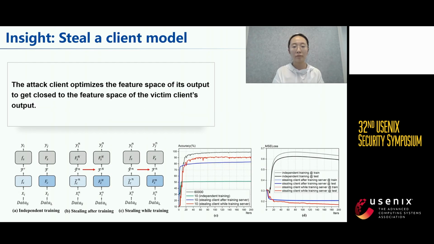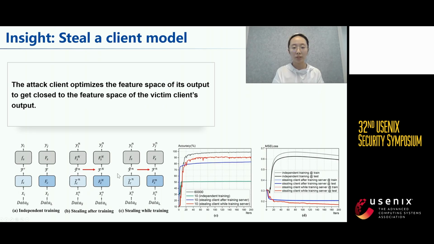As for stealing after training, we fix the server's parameters after its training and only train the attack client based on the small dataset. According to the experiment result, with the constraint of the server, the attack client optimized the feature space of its output to closely align with the feature space of the victim client's output. In this scenario, the learning target becomes the feature space rather than the soft labels.